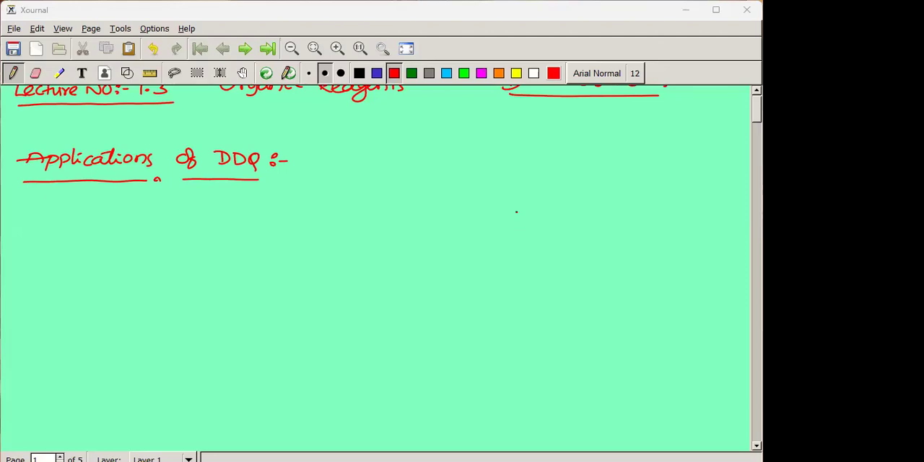Electron that is ready to abstract H minus, that is a hydride ion, because it is electron deficient. So it easily traps or abstracts H minus ions from the substrate moiety. So which type of compounds will be involved here? Because the hydride ion is readily abstracted by this DDQ from allylic as well as benzylic carbons.